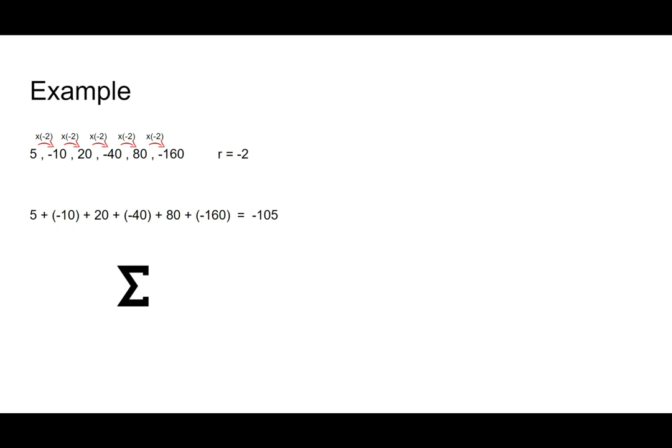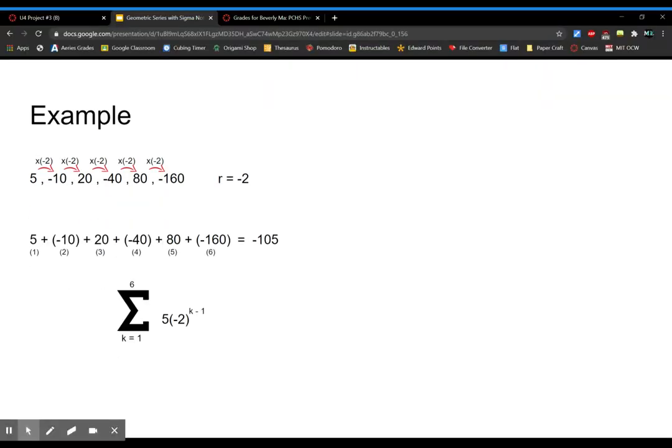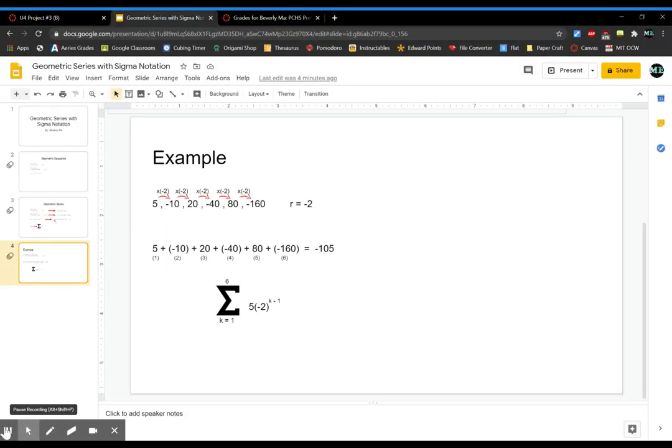And if we want to represent it with sigma notation, we would write the sigma. And I'm just going to list the terms so that it's clear. As you can see, our first term is k equals 1, and our last term is 6. So it goes up all the way to 6 of this equation: 5 times -2 to the k minus 1, which we got from our general equation. And so that is how you write a geometric series in sigma notation.